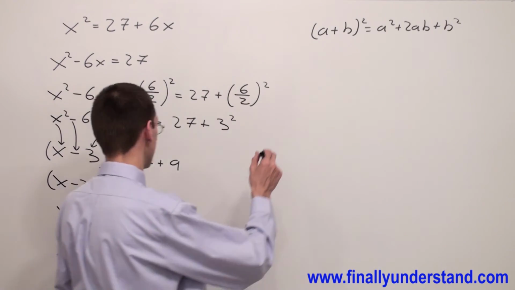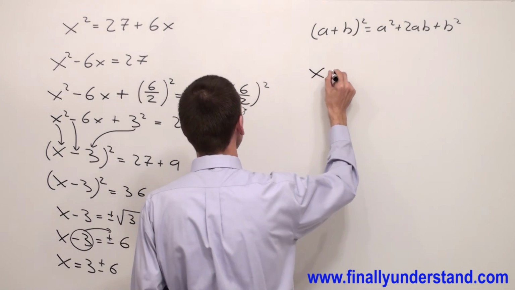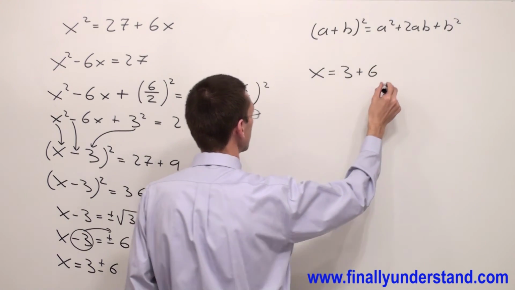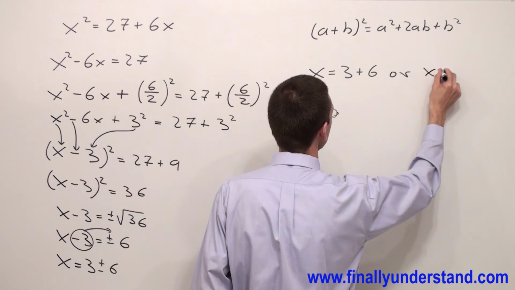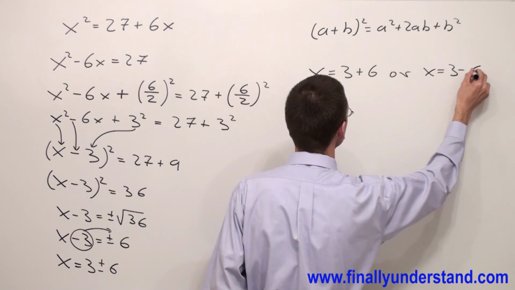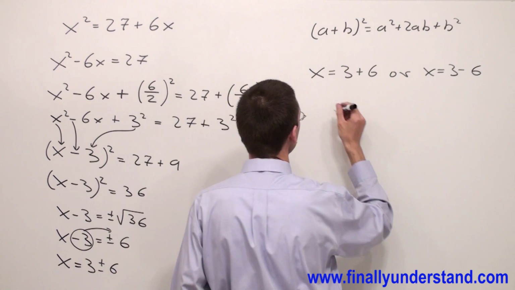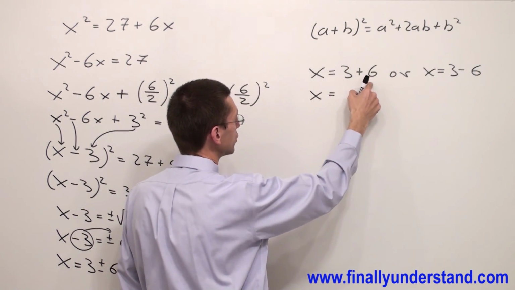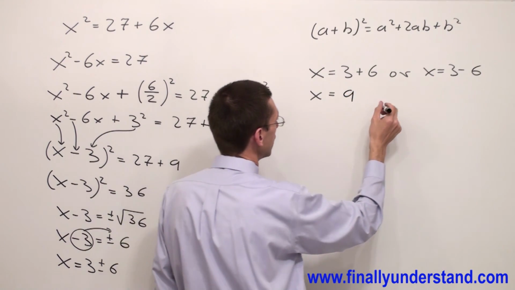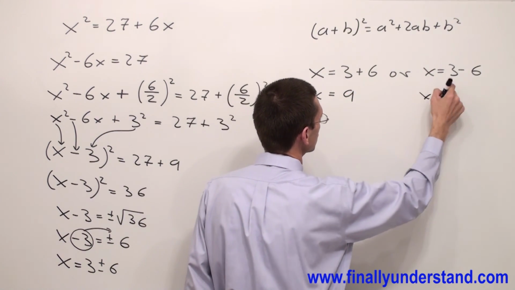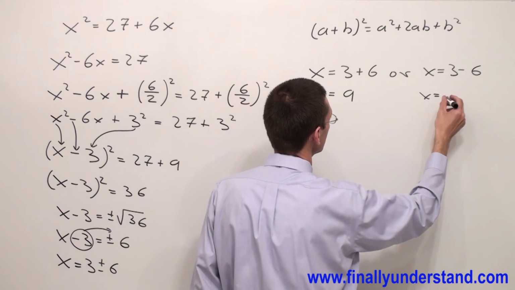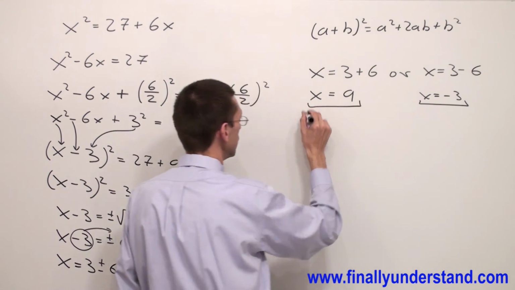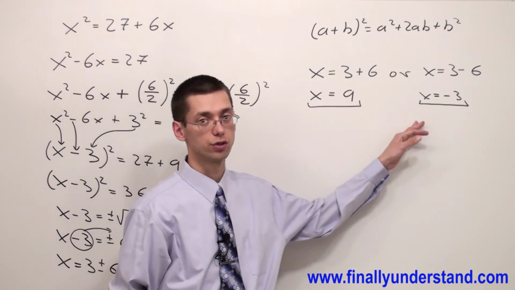We can rewrite this as x equals 3 plus 6, or x equals 3 minus 6, because we have plus or minus. So x equals 3 plus 6 is equal to 9, and x equals 3 minus 6 is equal to negative 3. Okay, so these are the solutions to my problem.